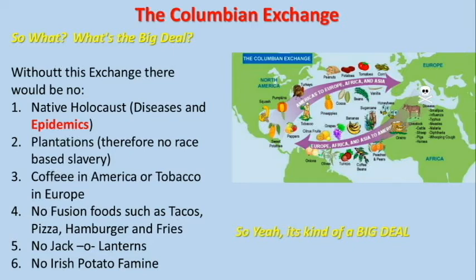No pizza either, which is probably a big deal for a lot of people. Nor hamburger or fries, because potatoes come from the New World and the hamburger comes from the Old World. No jack-o'-lanterns, because pumpkins come from the New World, and Halloween is celebrated in the Old World. And no Irish potato famine, because there would be no potatoes in Ireland to famine of. So they would have famined from something else, or not famined at all. So lots of different things would be different had there not been any Columbian Exchange.